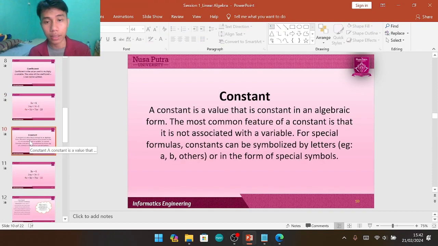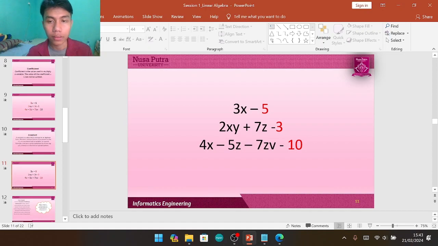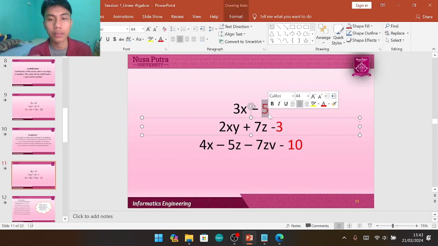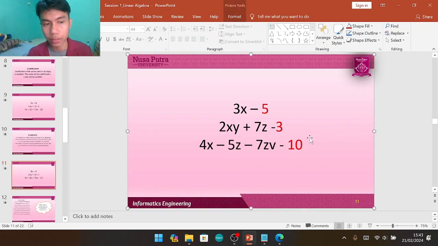Okay, next, constant. A constant is a value that is constant in an algebraic form. The most common feature of a constant is that it is not associated with a variable. For special formulas, constants can be symbolized by letters like a, b, or others, or in the form of special symbols. So constant is generally just a number. Just a number, with no variable or anything.